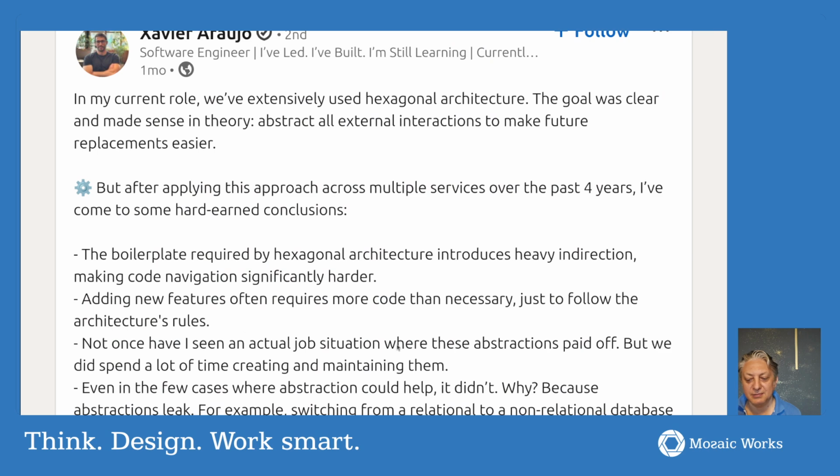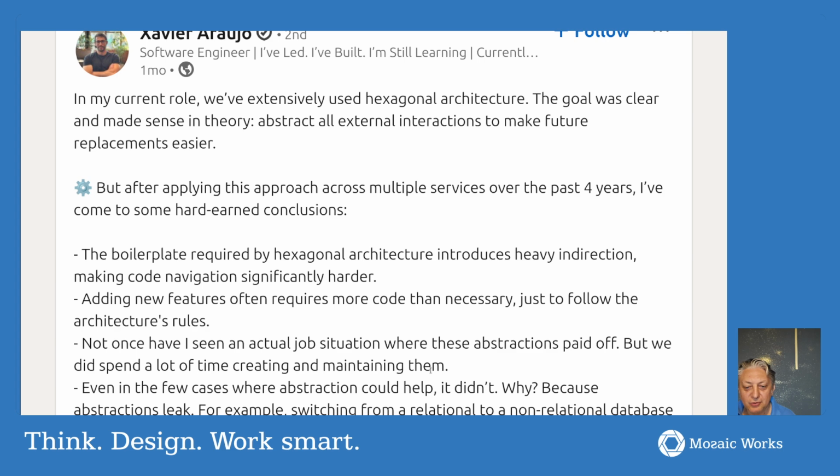Today what I'd like to discuss is a LinkedIn post by Javier Araujo, I hope that's how you read his name, who is complaining a little bit about hexagonal architecture. Since I am very interested in this topic, I think hexagonal architecture is one pretty good idea. Let's see what he has to say. It's useful to listen to criticism. Remember that every type of architecture has trade-offs, and we want to understand these trade-offs.